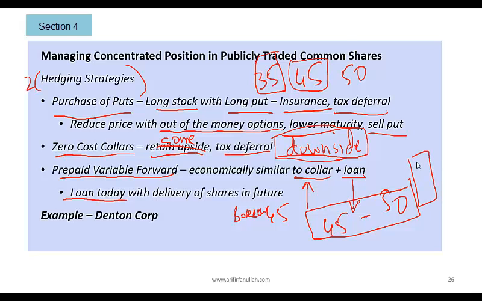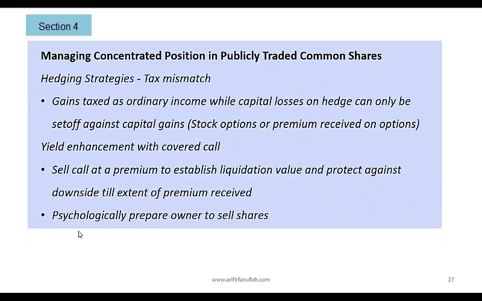So what a prepaid variable forward does is it protects you within a range when you're borrowing. When you're repaying within a range, you're protected. Anything above, that's where you have to pay the premium. So that's the point of the prepaid variable forward. You can take a look at the example of Denton Corp. It has three scenarios and you pick out one. It's a very straightforward example, so I'd like to move on to the next topic.